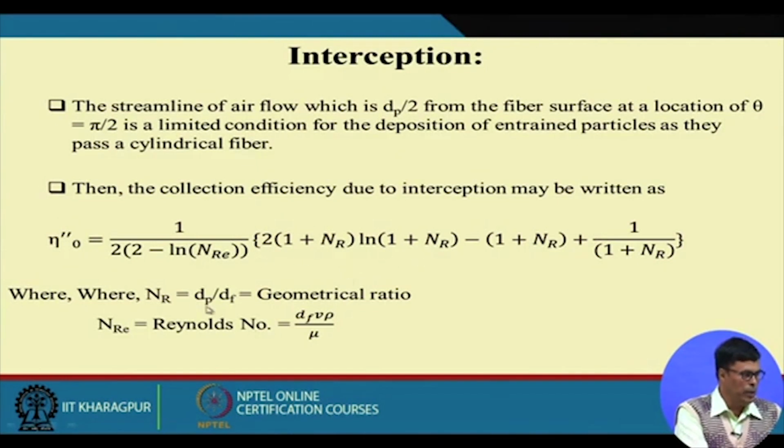Now here we come across one new geometrical term, what we call the geometrical ratio. What is the geometrical ratio? The geometrical ratio is nothing but the diameter of the particle divided by the diameter of the fiber. This is called the geometrical ratio. And NRe is the Reynolds number. The Reynolds number is the flow characteristic of the fluid: dF v rho by mu. Here dF is the diameter of the fiber, v is the velocity of the fluid, that is the air, rho is the density of air, and mu is the viscosity of air.